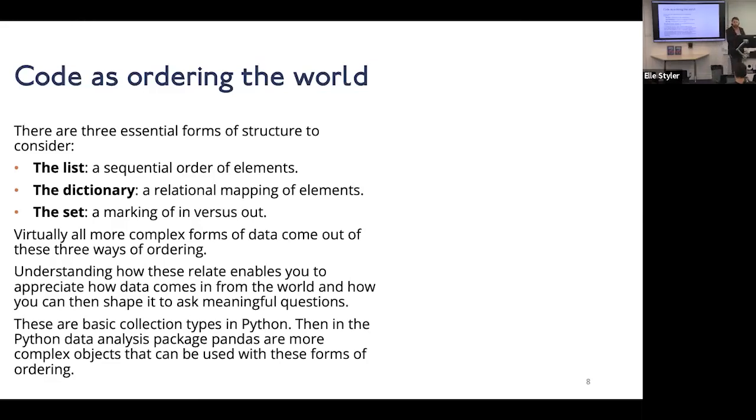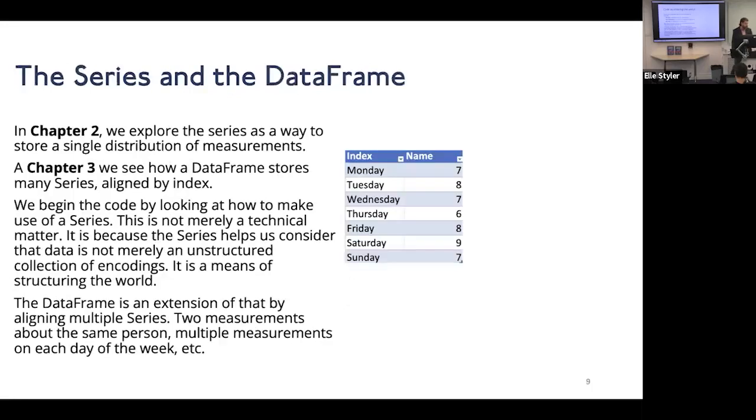And finally, there's a set. We can think of things as either being in or out. People are inside a group or they're not inside a group. People are inside a platform, they have an account or they don't, or they did say something or they didn't say something. Now, virtually all the more complex ways of ordering data just come from these. So you really should get good with these as a way of thinking about this. What sort of stuff can we turn into a mapping, like, I say apple, you say Granny Smith. And what sort of things can we turn into a list, like the days of the week, Monday, Tuesday, Wednesday, Thursday, Friday. Understanding how these relate enables you to appreciate that data. And it turns out they're also the basic collection types in Python. So that's the stuff that you would really want to get good at and know, really simple, even before getting into the book. So once we get into it, then we start looking at the tools.